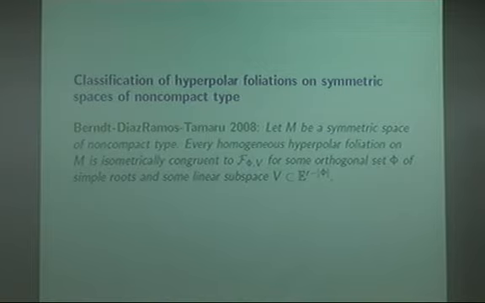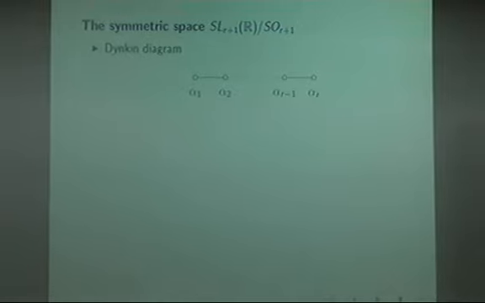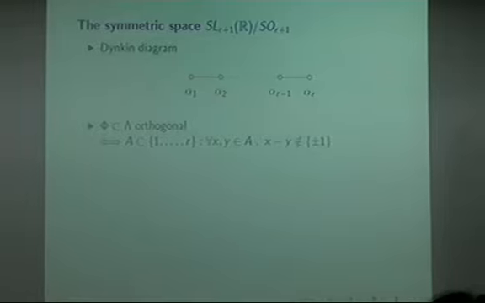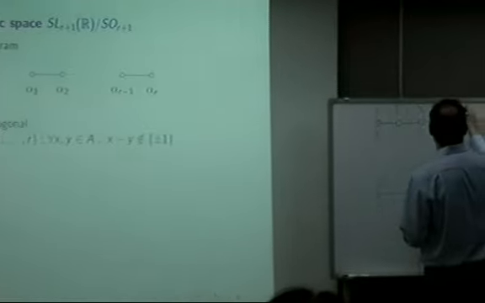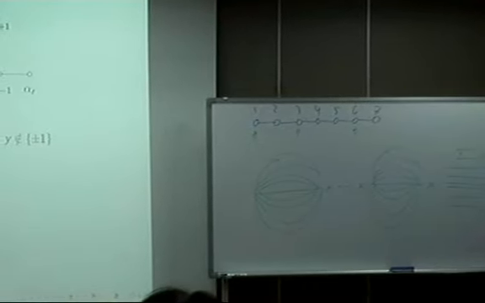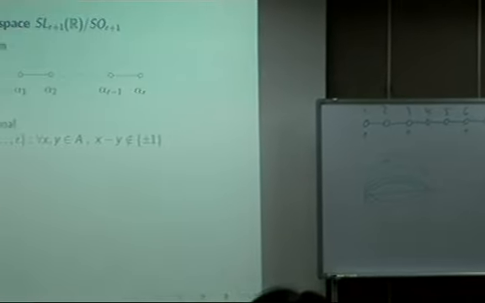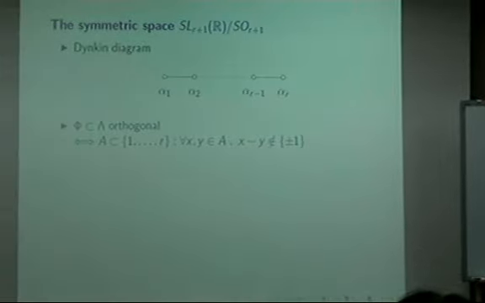So how does this look now in our symmetric space? Let's discuss this quickly again. We have this Dynkin diagram, the usual one. What does it mean that we choose an orthogonal subset? If we label them 1, 2, 3 and so on, so this is 1, 2, 3, 4, 5, 6, 7, orthogonal just means that we choose a subset such that when you take the difference of the numbers, it's not plus or minus 1. It's easy to see.